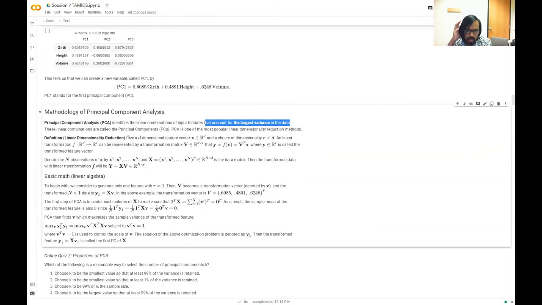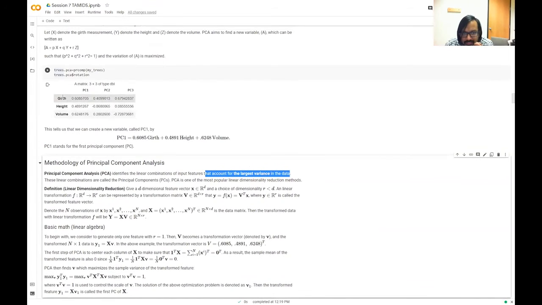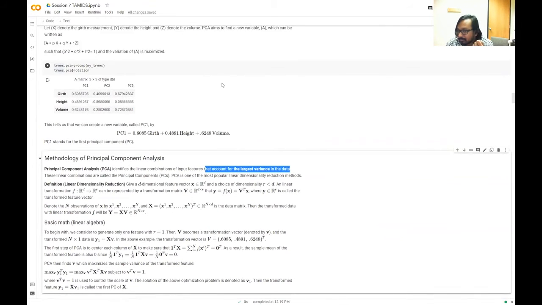So next, we're going to talk about linear dimensionality reduction. Suppose your original data has a d-dimensional feature. That means there are d features, right? And you want to reduce it to r dimensions. So r is less than d. In the above example of trees, d was 3 and r was 1.